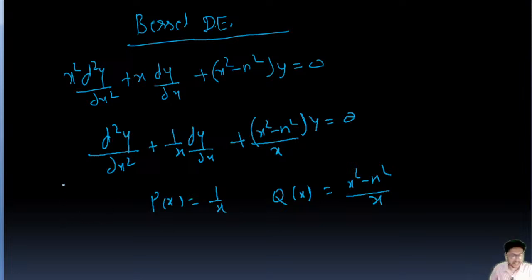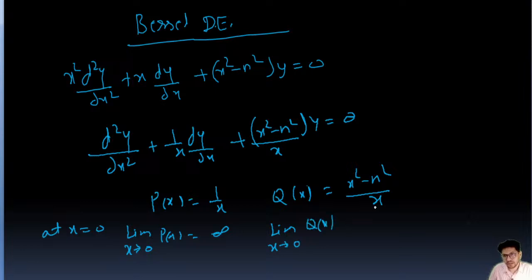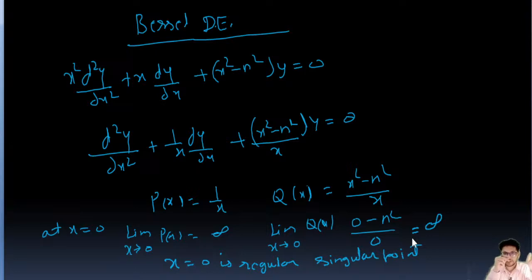We'll check at x equal to 0. We'll check the limit as x tends to 0 of P(x). This is giving infinity value, and similarly the limit as x tends to 0 of Q(x) is also giving infinity value. Putting the value here, 0 minus n² upon 0, and 1 upon 0, this is going to be infinity. So we can see at x equal to 0, the values of P(x) and Q(x) both are infinity. It means x equal to 0 is a regular singular point.